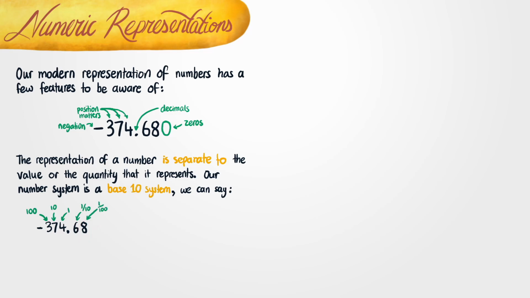So then if you think about it, this is really just a condensed way to write out the number 300 plus 70 plus 4 plus 6 on 10 plus 8 on 100.